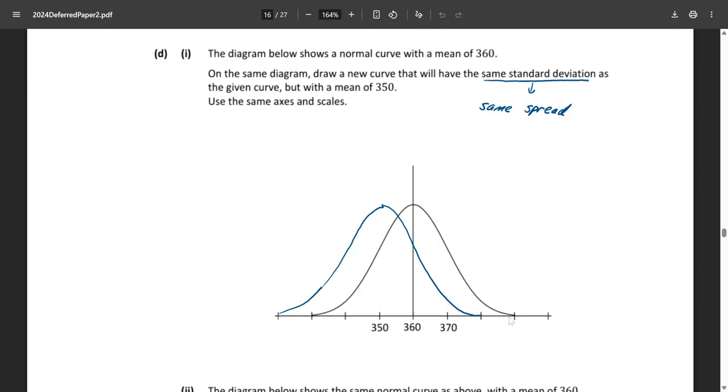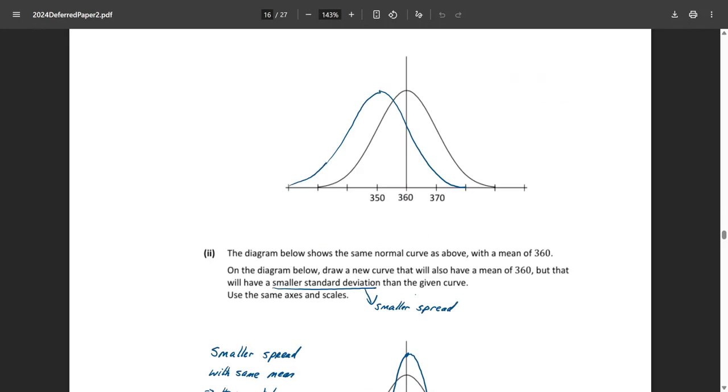Now we're asked to draw a new curve that has the same spread, but with a mean of 350. So it's basically a matter of moving the whole bell curve to the left slightly so that it lines up with 350 in the middle as opposed to 360. Because it's the same spread, it should have the same rough shape. It's the same bell shape, spread out by the same amount. It's just centered around a different mean, which is 350.